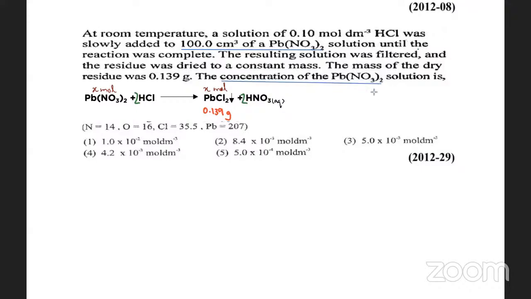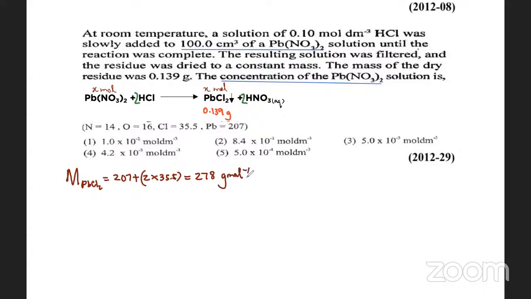We are almost there. All I need is the number of moles of lead nitrate. If I know that, I can use the concentration into volume equation and find the concentration. For that, I need X. To find that, you can use this value. The precipitate is lead chloride and its mass is provided. First step is finding the molar mass of lead chloride. 207 is for lead, chlorine 2 into 35.5, so that is 207 plus 71, 278 gram per mole.